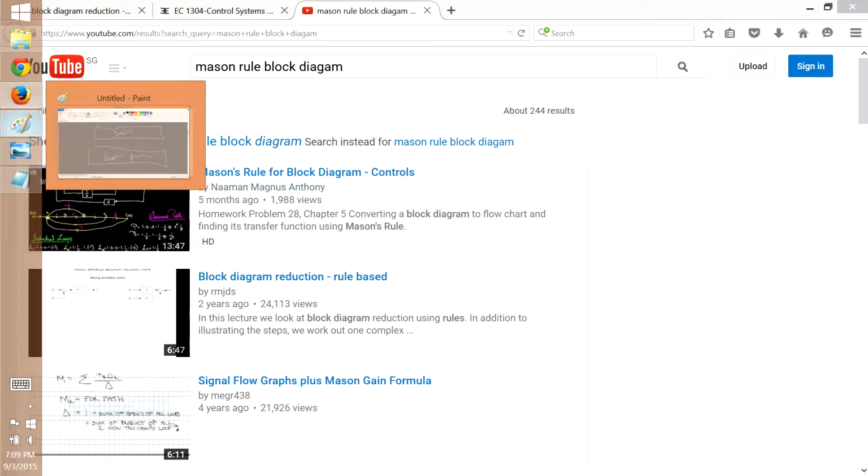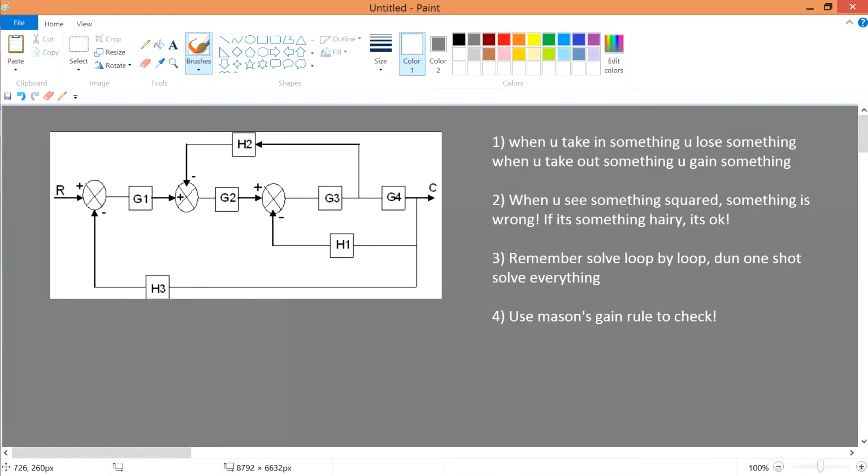To start off, let's just do this question. There are 4 things that I always remember when I do block diagrams. When you take in something, you lose something. When you take out something, you gain something. When you see something squared, something is wrong. I'm going to go through each of them so you get a feel for what should be considered.